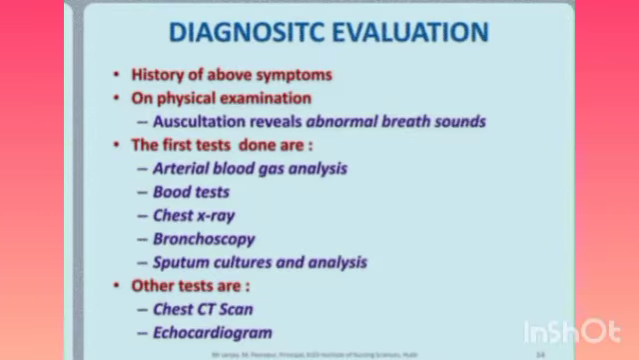Next, diagnosis and evaluation. From the history of all the above symptoms we can diagnose the actual cause, and on physical examination auscultation reveals abnormal breath sounds. The first tests done are arterial blood gas, blood tests, and chest x-ray. In the chest x-ray we will see opacity. Sputum culture and analysis, CT scan, echocardiogram, etc. can also be done.